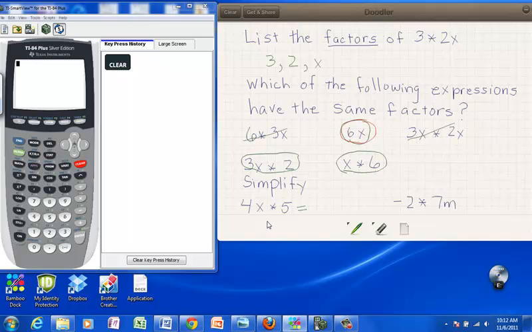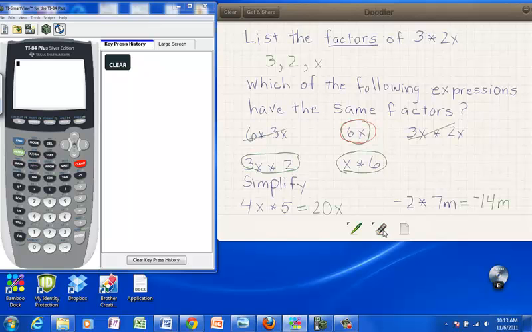If you need more time, hit the pause button. So I'm ready now. 4 times 5, if those are factors, could be simplified to 20. And I need an x factor. So 20x would be the simplest way of writing that expression. Negative 2 and 7, if I multiply those two together, is a negative 14. And I need the variable m as part of that simplified expression. So there's some ways to simplify those expressions.